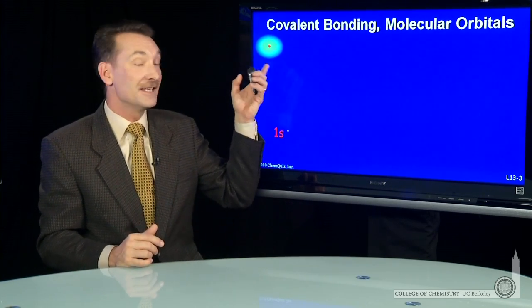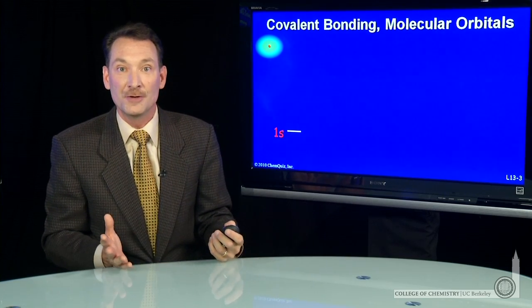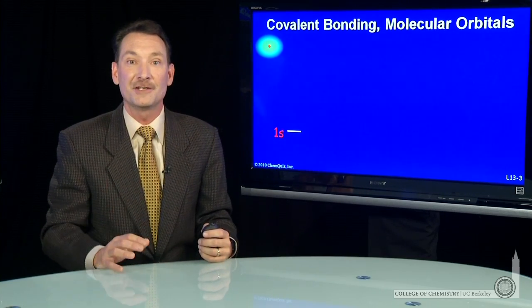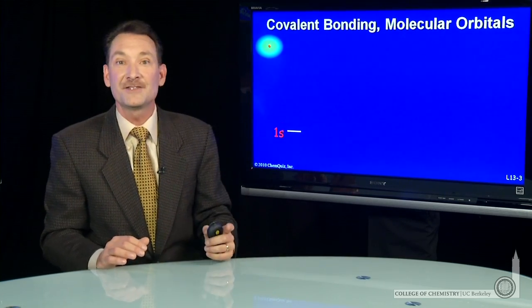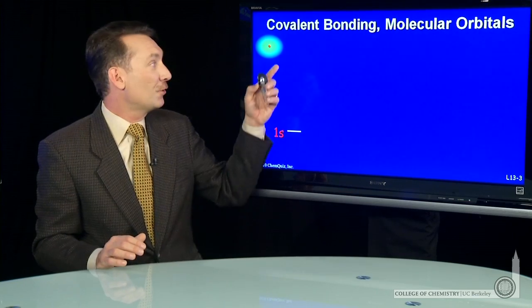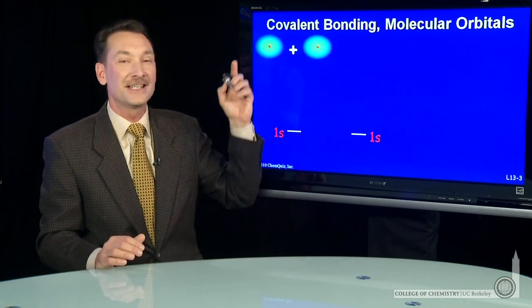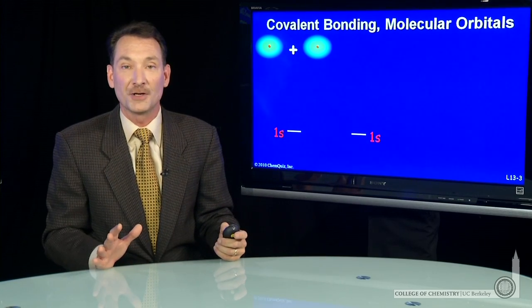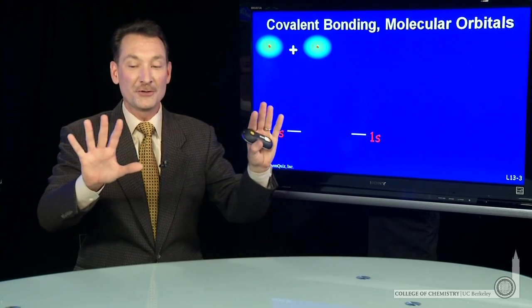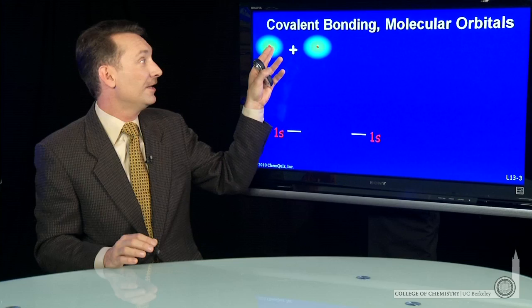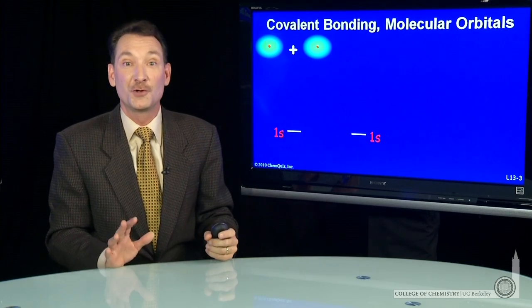In the simplest case, hydrogen, H2, that's a molecule, we understand the hydrogen atom. It has a 1s orbital. So let's bring in another hydrogen. Let's make a hydrogen molecule by bringing together two 1s orbitals. When we bring in those two 1s orbitals, here I've represented them both as green.